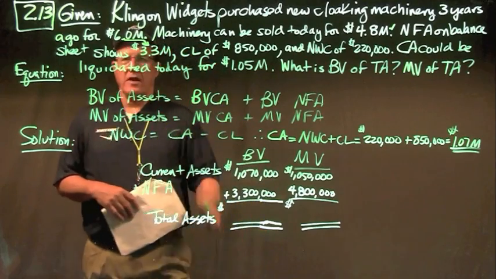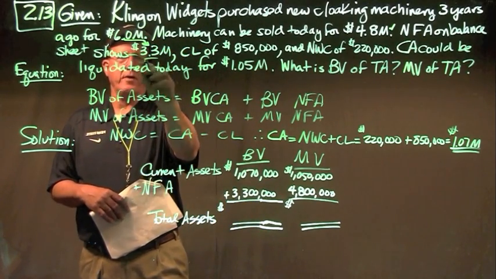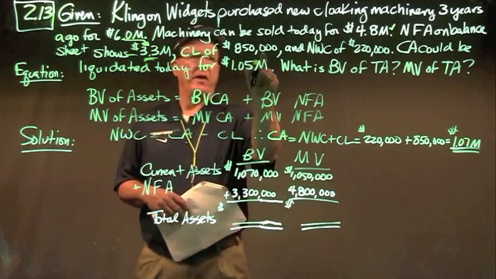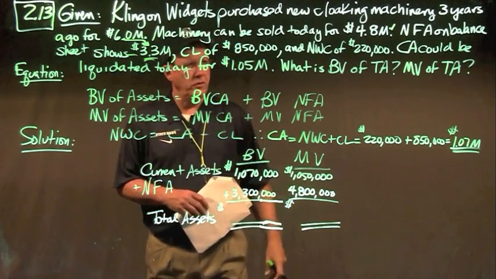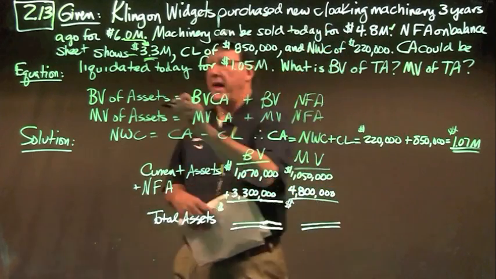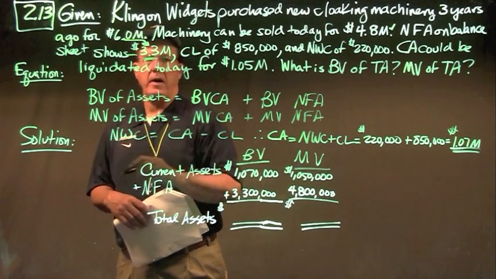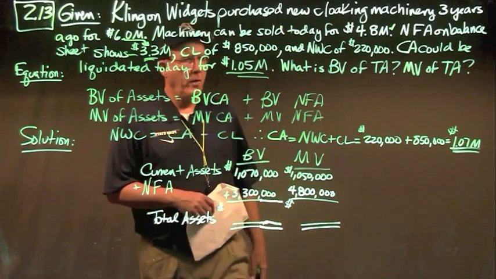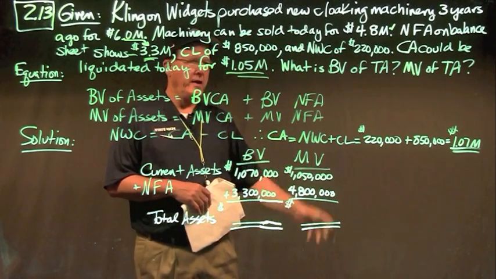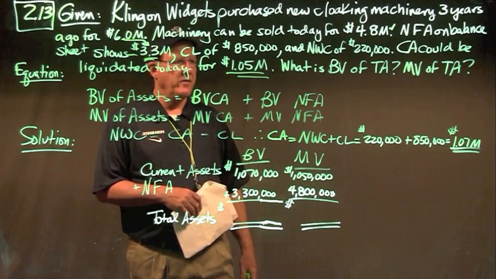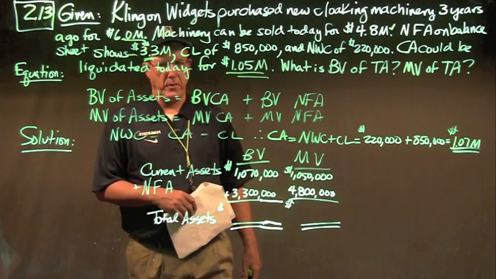Net fixed assets, as I said on the balance sheet, now show 3.3 million. That's on the books. Current liabilities on the books of $850,000, and net working capital on the books of $220,000. Current assets could be liquidated today. Again, this is now talking about market value, for 1.05 million. I could sell my assets for 1.05 million, inventory, accounts receivable, and so on. What's the book value of the total assets? What's the market value of the total assets? That's what we want to know.